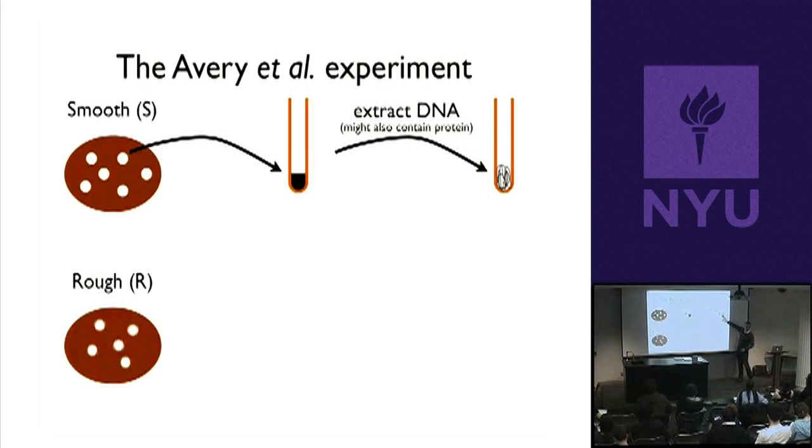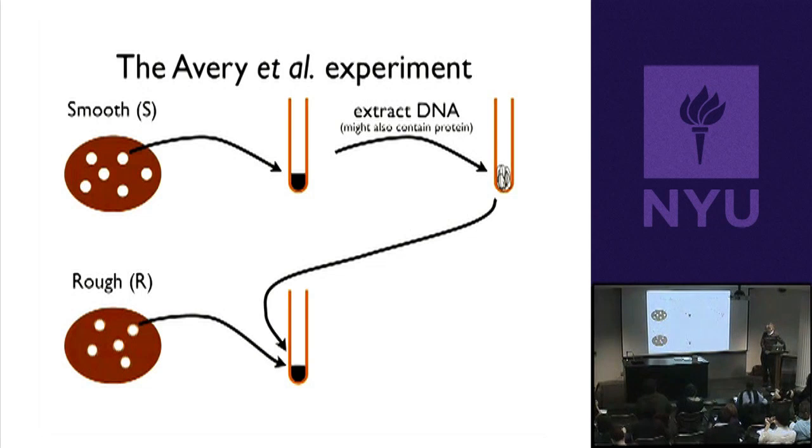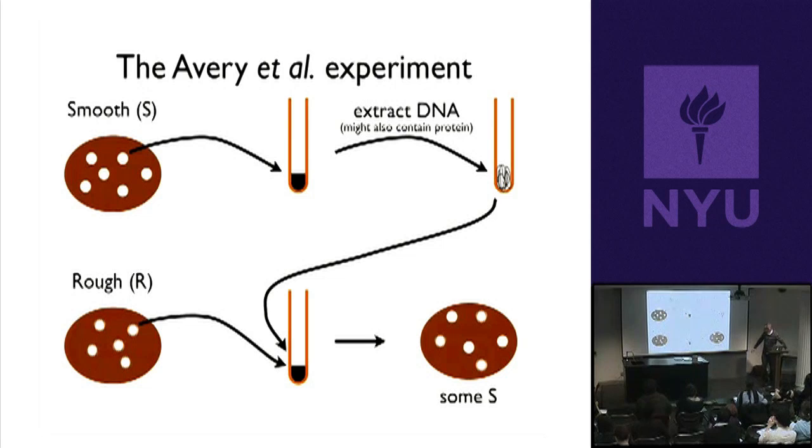The only thing is it's not hard to get DNA out of a mixture, but it's hard to get pure DNA out of a mixture. Okay? Usually when you get DNA out of a mixture, it also contains some amount of contamination by protein and other things. Okay? So, but for now, here's the experiment. Take the smooth cells, get the DNA out, understanding that the DNA might be contaminated with other things. Okay? Now, they can then take the DNA, mix it with rough cells, and then plate it out on a plate.